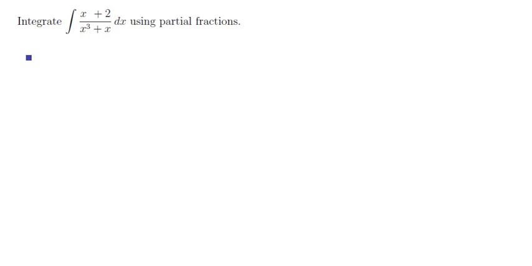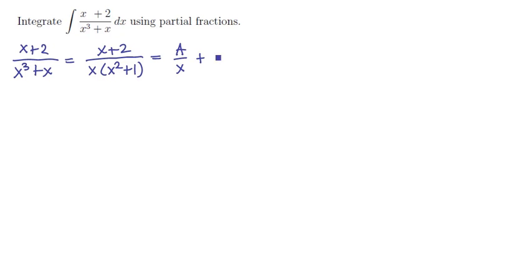Integrate (x squared plus 2) over (x cubed plus x) dx using partial fractions. Let's start by getting the partial fractions expansion of the integrand. So we have x squared plus 2 over x cubed plus x. We can pull an x out of the bottom to get x times (x squared plus 1). And notice that this term right here is irreducible, so we're going to only have two terms.